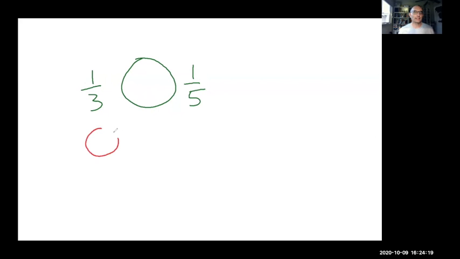If I have a pizza and I cut it into 3 pieces, right, because it's 1/3, and I color in that much, and then here, this pizza is going to be cut into 5 pieces, and I color in one of these, well, I can see this one looks bigger than this one, so then 1/3 would be greater than 1/5.